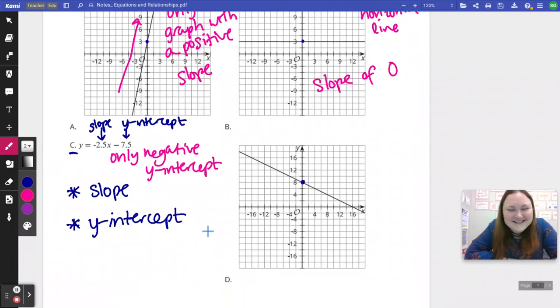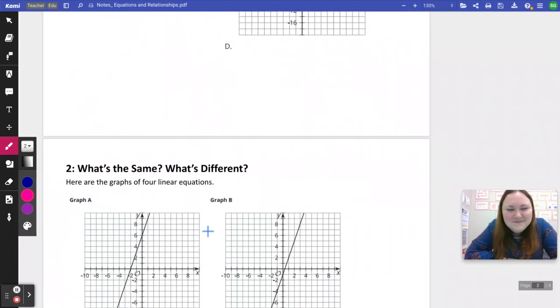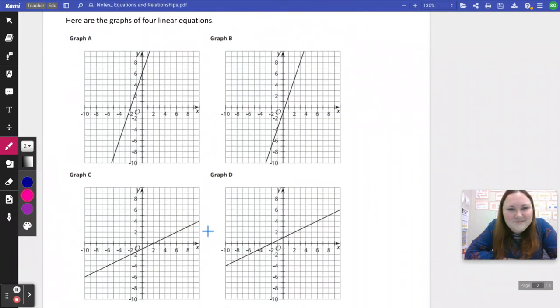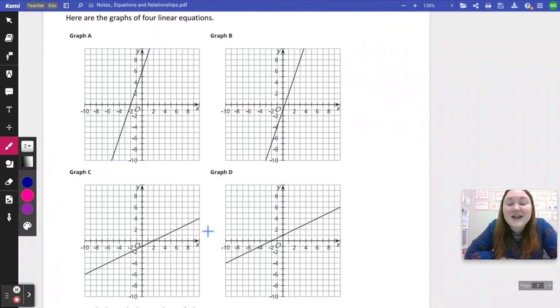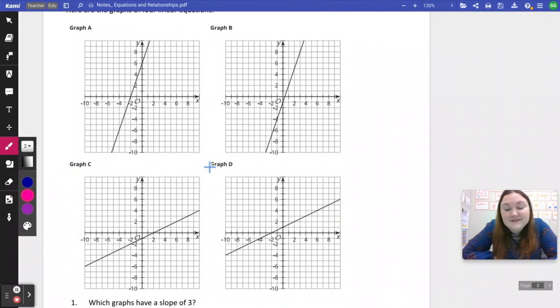Speaking of later on in this lesson, I'm going to jump us to that next part, which is this activity here. We are looking at more graphs because remember our goal for today is this connection between the equations and the graphs and what they tell us about the situation. So we've got 4 graphs here of linear equations, graph A, graph B, graph C, graph D. And our goal is to use these 4 graphs to answer a couple questions.